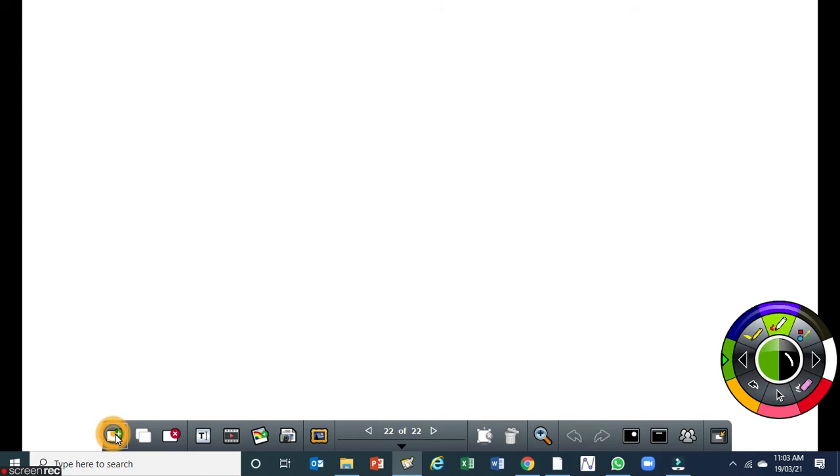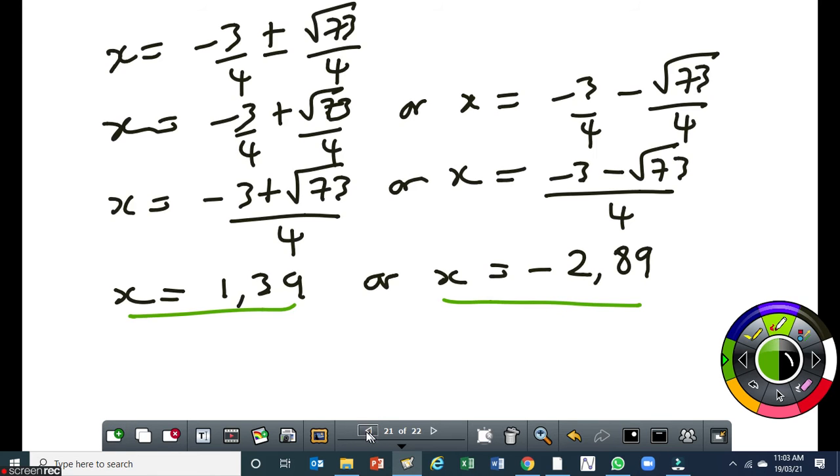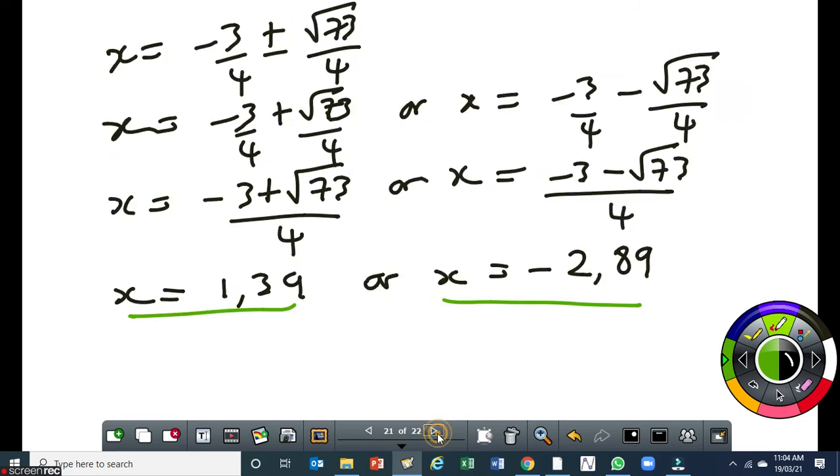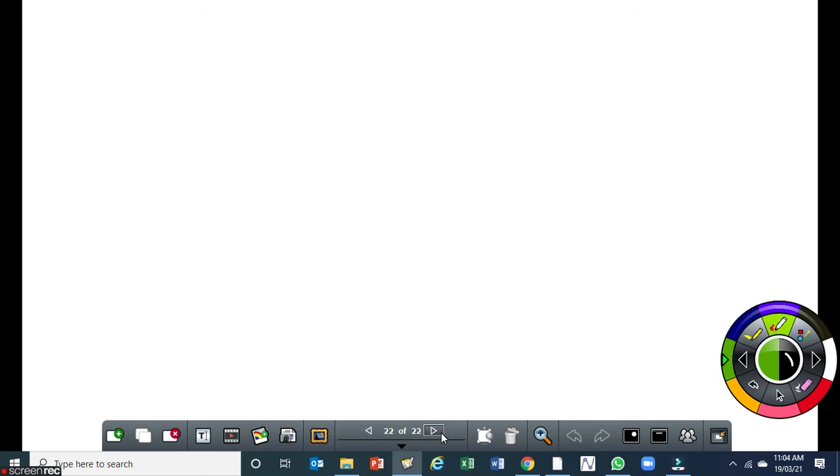Okay? Then let's do the same question. We are going to use the quadratic formula. Right? For those of you who were not in the lesson that I did on Tuesday, this will help you. So I'm going to do the same question, and you must get the same answer that we got by completing the square. So that's 2x squared plus 3x minus 8.